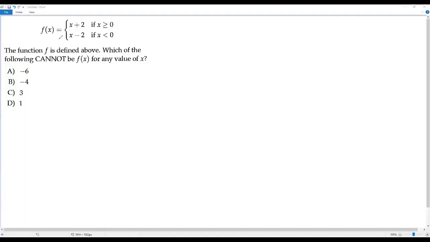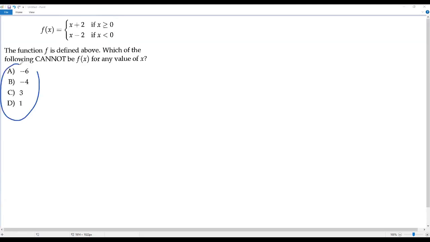Here we have an SAT math question. Okay, let's go with the information. Here we have a piecewise function: f of x equals x + 2 if x is greater than or equal to 0, and f of x equals x - 2 if x is less than 0. The function f is defined above. Which of the following cannot be f of x for any value of x?